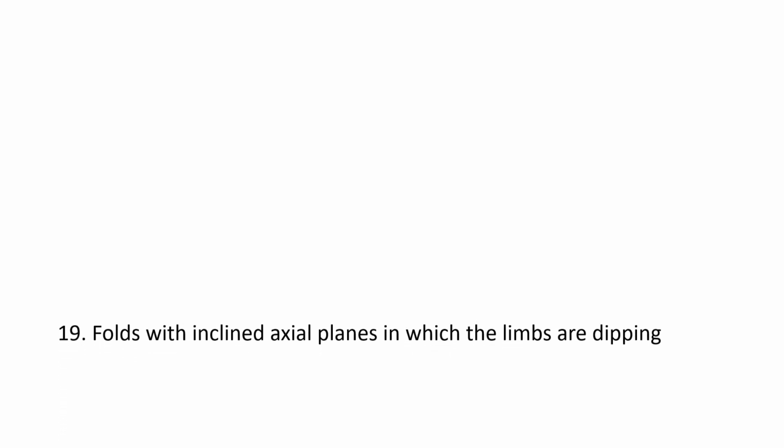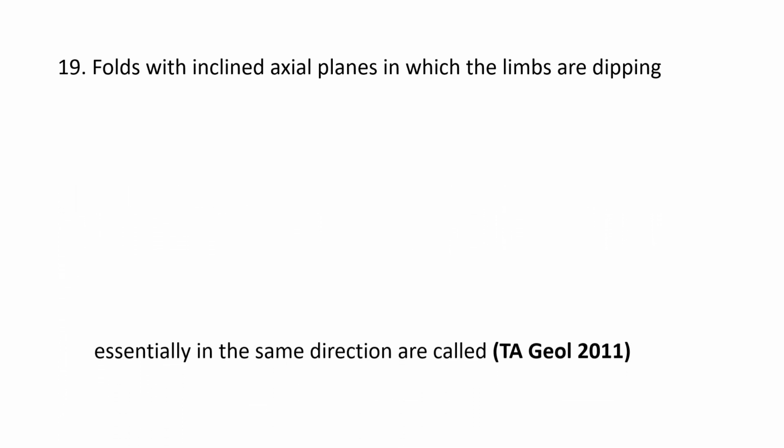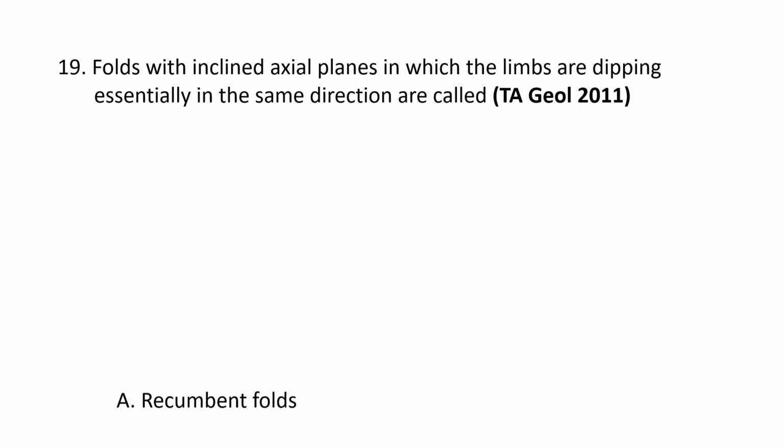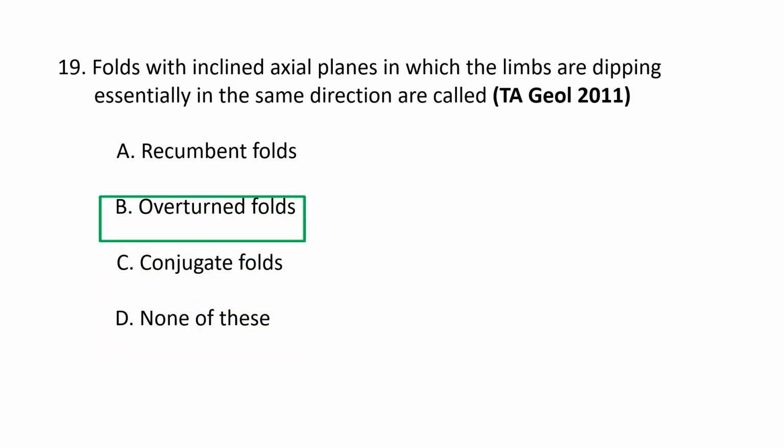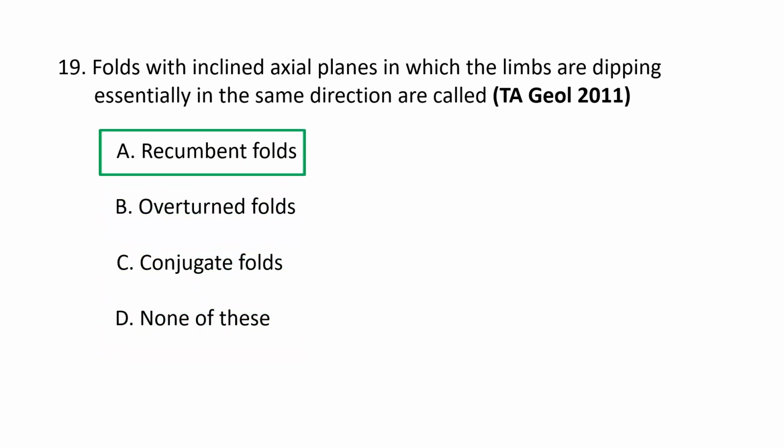Next question. Folds with inclined axial planes in which the limbs are dipping essentially in the same direction are called A. recumbent folds, B. overturned folds, C. conjugate folds, and D. none of these. Folds with the inclined axial planes in which the limbs are dipping essentially in the same direction are known as recumbent folds. The fold in which the axial plane is essentially horizontal and the limbs are in the same direction horizontally is known as a recumbent fold. A is the correct option.